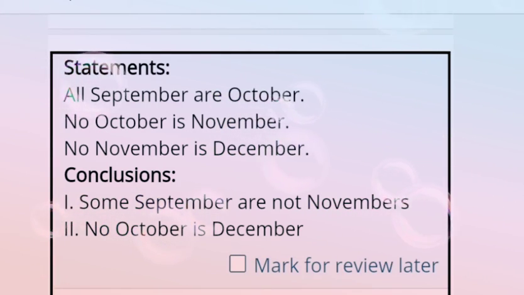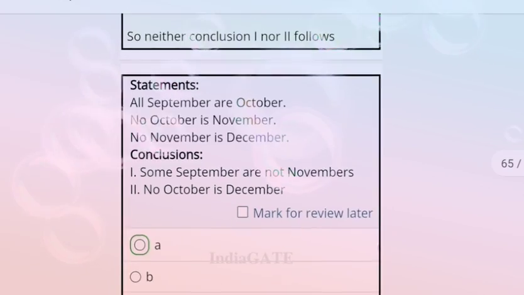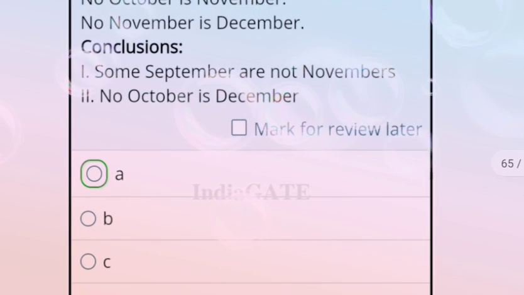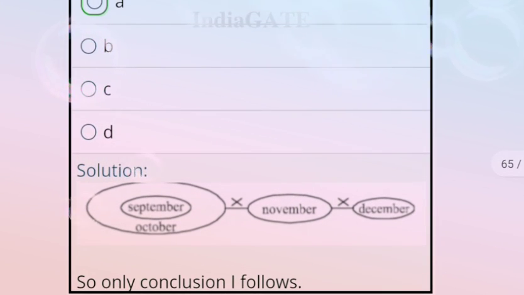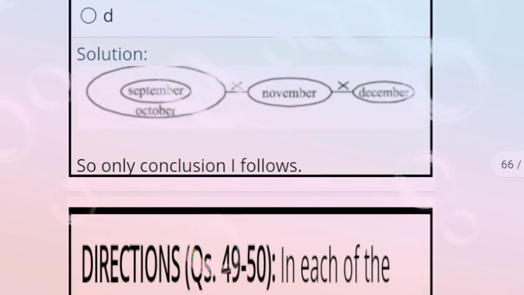Now the next statements are given as: all September are October, no October is November, no November is December. And conclusion first, some September are not November, and second, no October is December. Okay, so here option A is correct, and the solution is represented like this: all September is October, no October is November, and no November is December. So only the first conclusion follows.